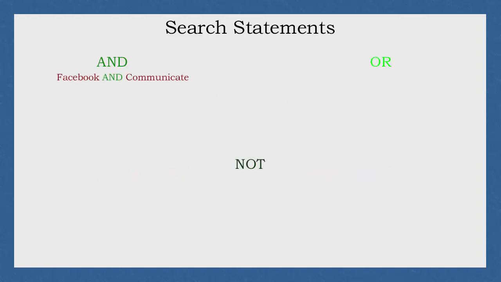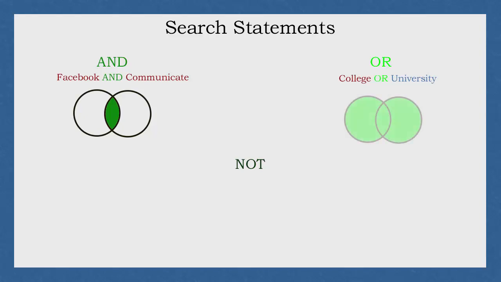If you put and between two words or a phrase, then it will tell the tool that it needs to find both of these words or phrases in the search results. This will narrow your search. Or tells the search tool that you want to find results with either word. This will broaden your search results.